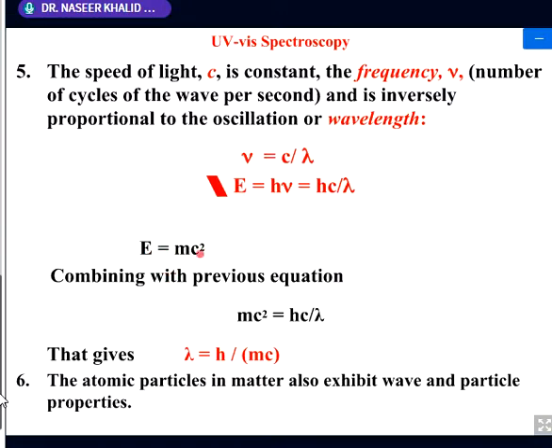Now E is equal to mc square. We know that is Einstein's equation. Now combining this equation with the previous one, we can rewrite it as mc square equal to hc over lambda. Ultimately, lambda is equal to h divided by mc. This is as a particle; it has a particle nature, that is, it contains a mass, whereas the wavelength is the wave property.